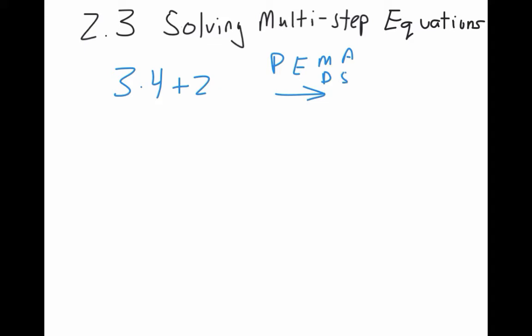So if we're going to do this, first we have to multiply. You get the 3 times 4 is 12. And then we do the plus 2. Combine those two together, we get 14, yes?